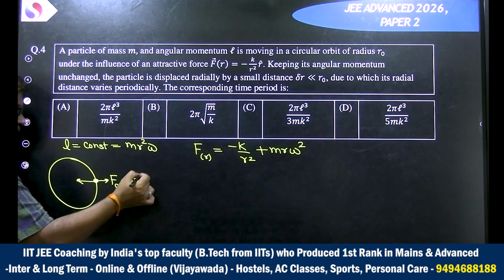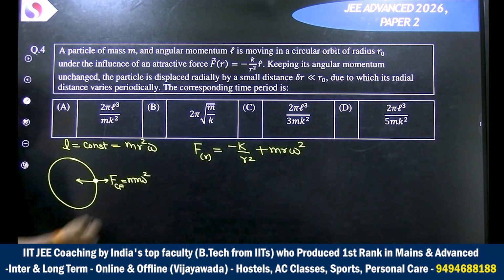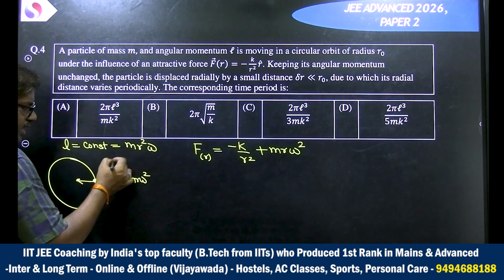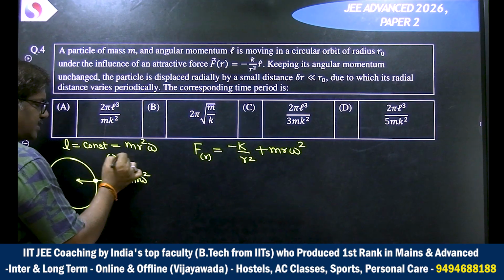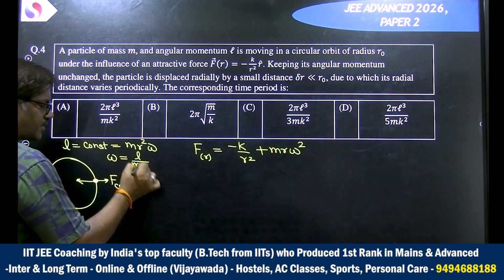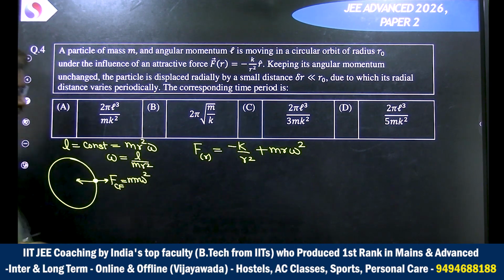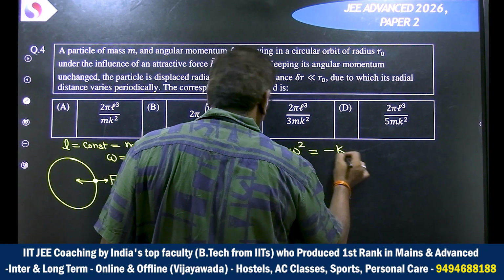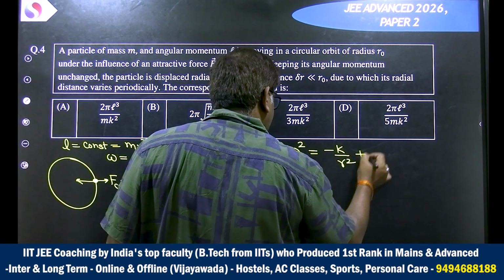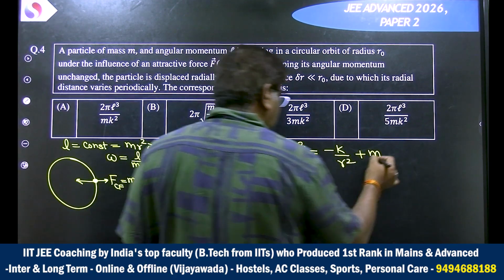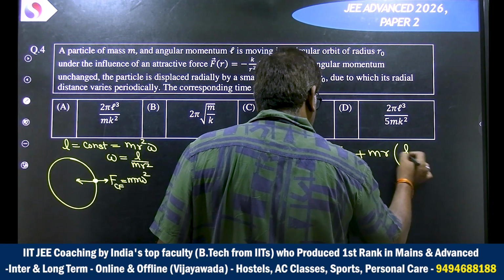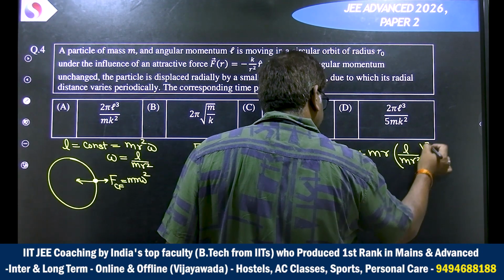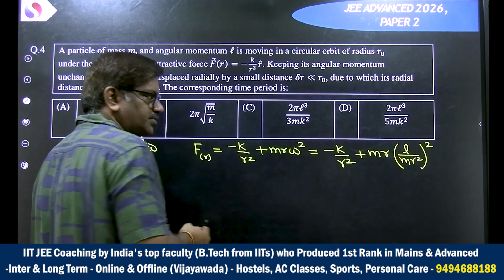And now we are keeping this omega in terms of r. So if I put it here, I can write omega as L by m r square. L by m r square. Now substitute here. So it is giving you minus k by r square plus m into r into (L by m r square) whole square. All right, this is the force.